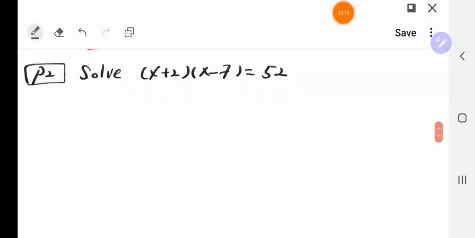Okay, let's try problem number 2. Still the equation, the right side of the equation is 52, so we should make one side equal to 0. Then if we move 52 to the left, it is minus 52, and the left side is not a factor, or it's not a product. So what we have to do is distribute everything and then factor it again.